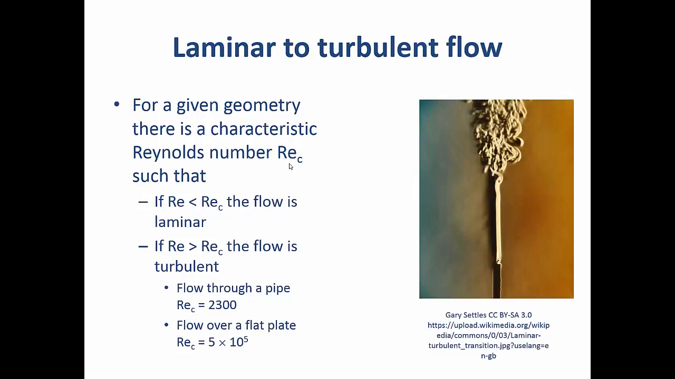I already said that the Reynolds number tells us about the transition from laminar to turbulent flow, and essentially there will be some critical value of the Reynolds number, and if the Reynolds number is less than that value, the flow will be laminar. If you're greater than that value, the flow will be turbulent. That critical value will depend on the geometry that you're dealing with. So for flow through a pipe, it's 2,300. For flow over a flat plate, it's 5 times 10 to the 5.